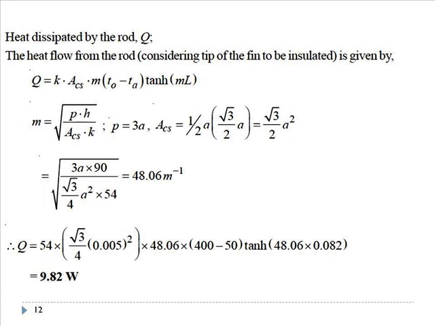When we put the values of m, perimeter, cross section area, thermal conductivity and convection heat transfer coefficient in the formula of heat dissipation for a finite length fin with an insulated tip, we get Q equal to 9.82 watt. A very important thing: don't be confused between the convection heat transfer coefficient h and the hyperbolic function h.